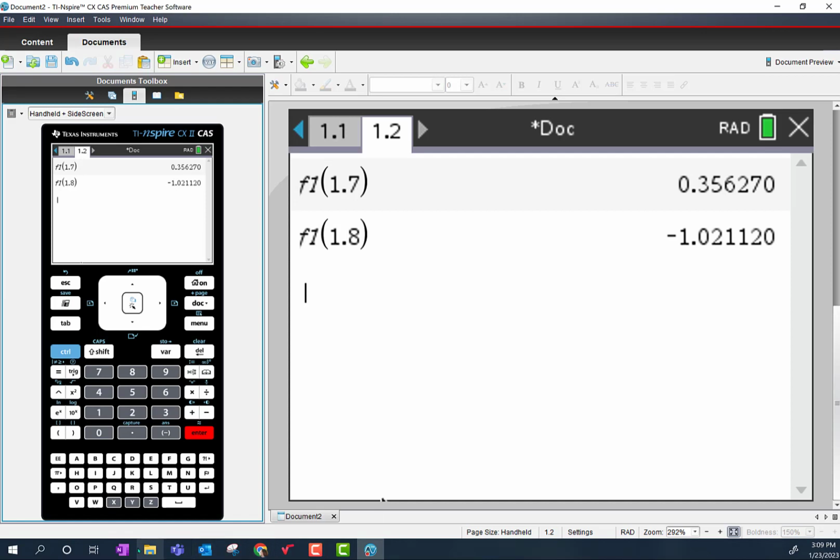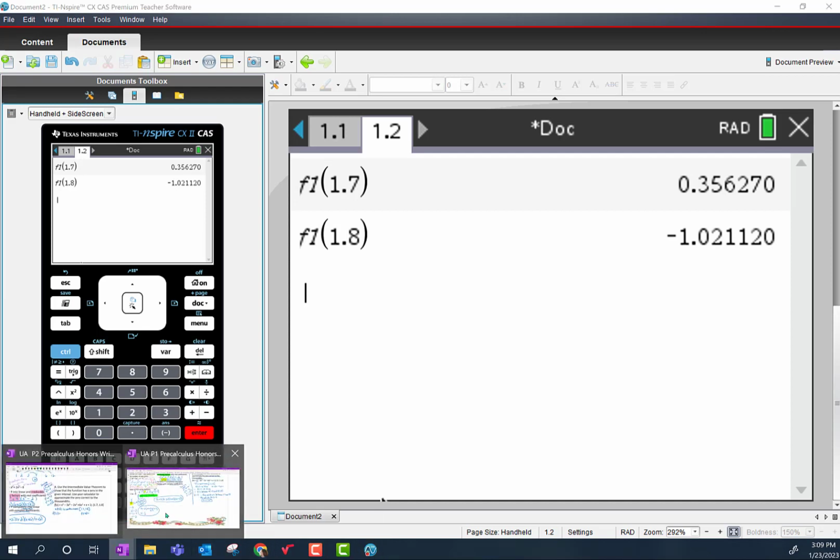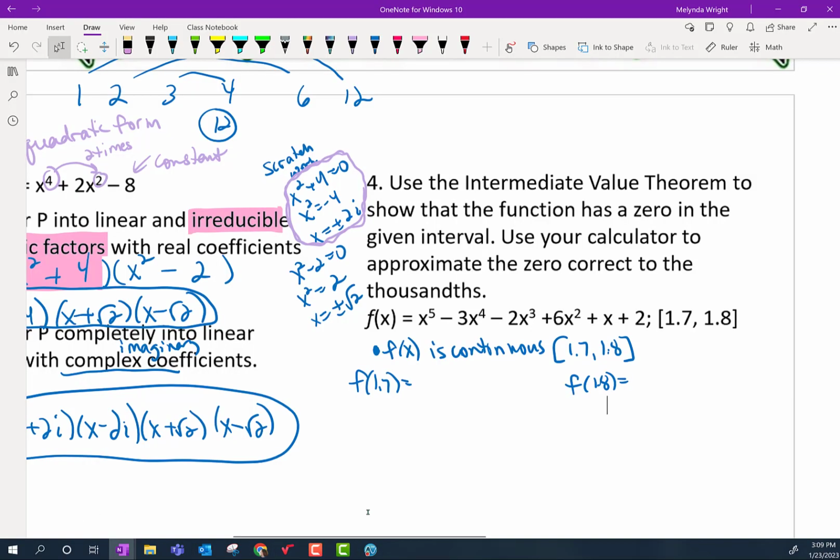Here we go. Let's go back. So I'm going to write f of 1.7 was 0.3563 and f of 1.8 was negative 1.0211. So my second bullet point, f of 1.7 does not equal f of 1.8. Great, there's my second bullet point.